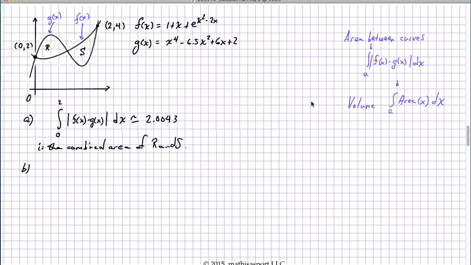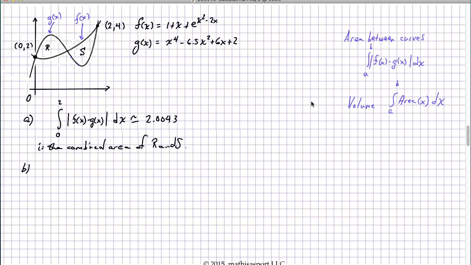Part B asks us to find the volume that's created from the curves f and g. In general, volume functions are calculated by integrating the area as a function of x with respect to x, where the dx plays the role of thickness. But it's very important that we can visualize what it is they're asking us to construct, so that we know with respect to which variable, whether x or y in any given case, we're supposed to be integrating.